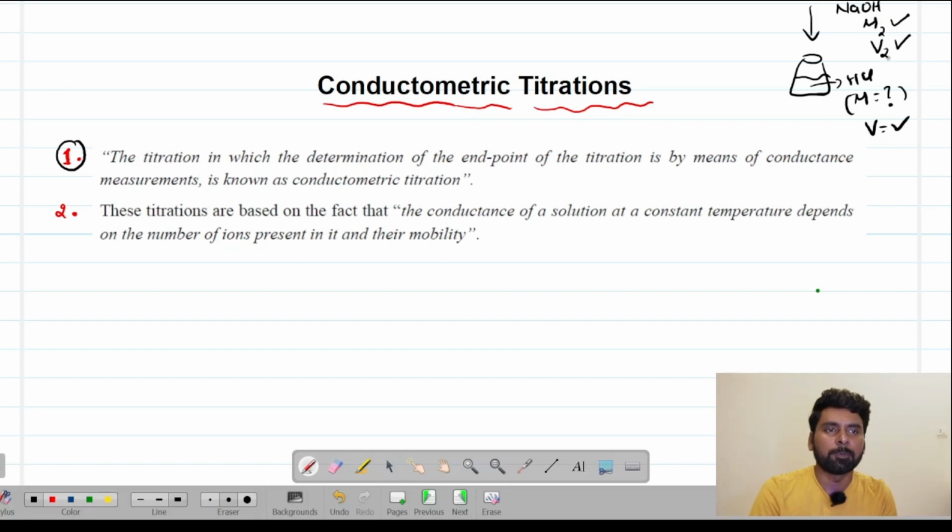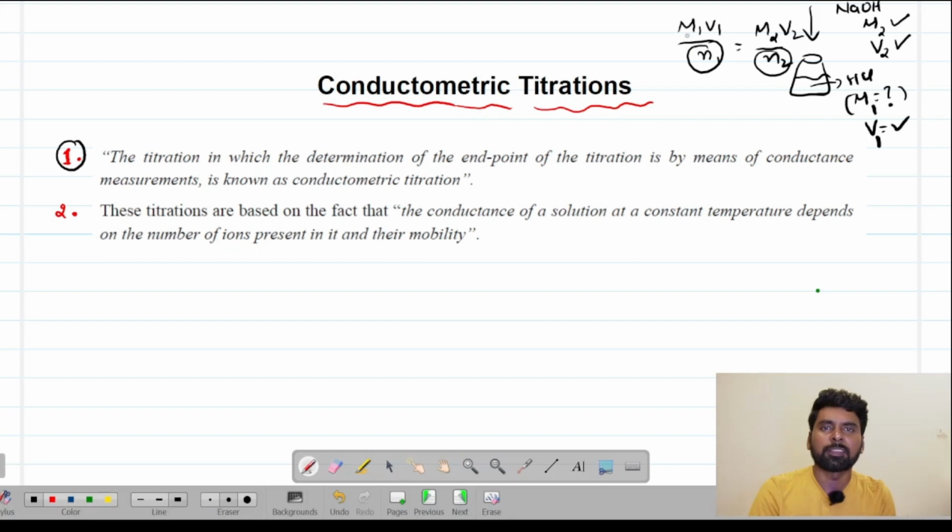If you know the M2 value, the V2 value, and the V1 value, where V1 is the volume of HCl that you are taking and M1 is the molarity of HCl present in this conical flask, you can measure it based on the famous equation M1V1/N1 = M2V2/N2. Here N1 and N2 represent the number of moles of acid and base participating in the reaction according to the stoichiometry. So based on that you can find it.